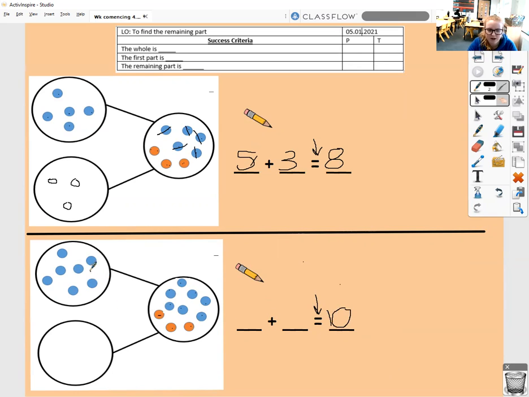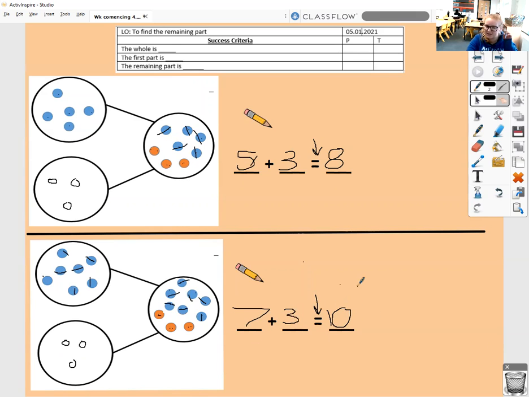Fantastic. How many are in my first part? So my first part is already drawn out for me. So let's give them a count. 1, 2, 3, 4, 5, 6, 7. My first part is 7. What is my remaining part? So I've already moved my blue counters into one of my parts. So my remaining part is my orange counters here. There is 1, 2, 3. The first part is 7. The remaining part is 3.